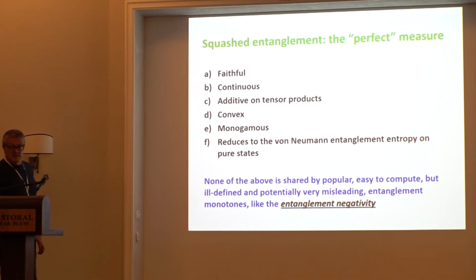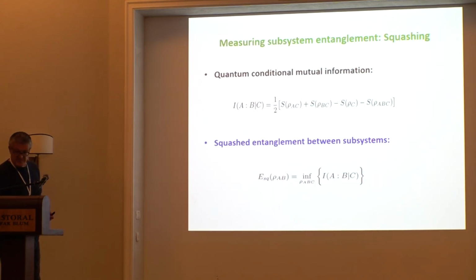Yes? Could you explain again why we would redivide the system? Why isn't there a well-defined A and B? Why is there an infimum definition in the previous slide?